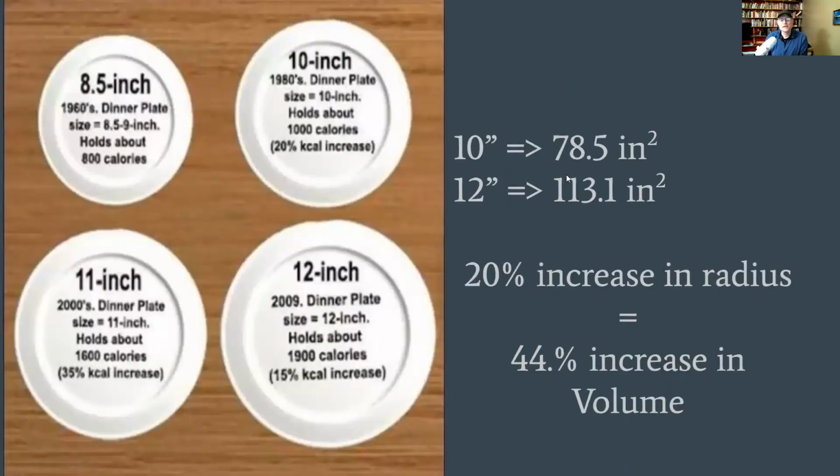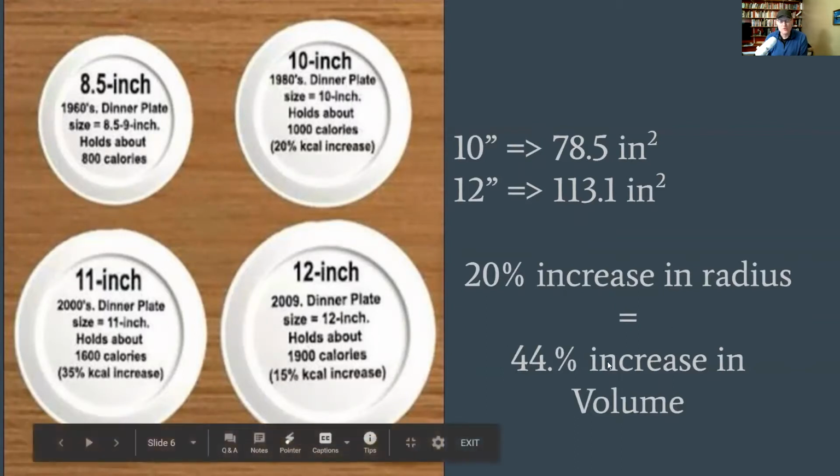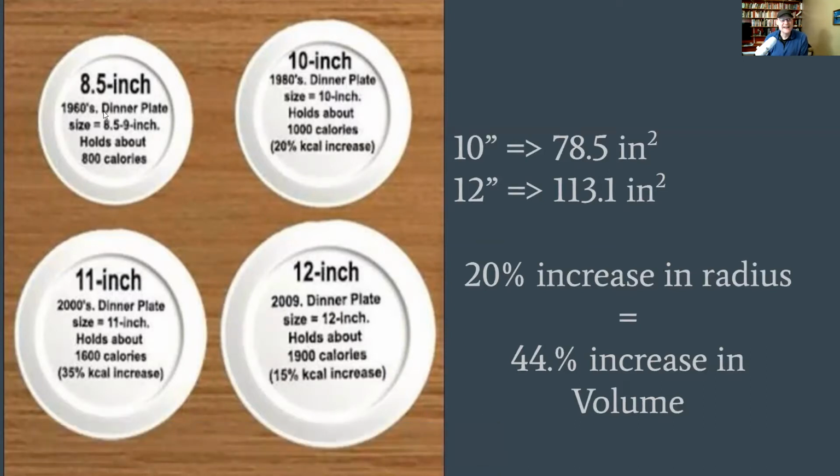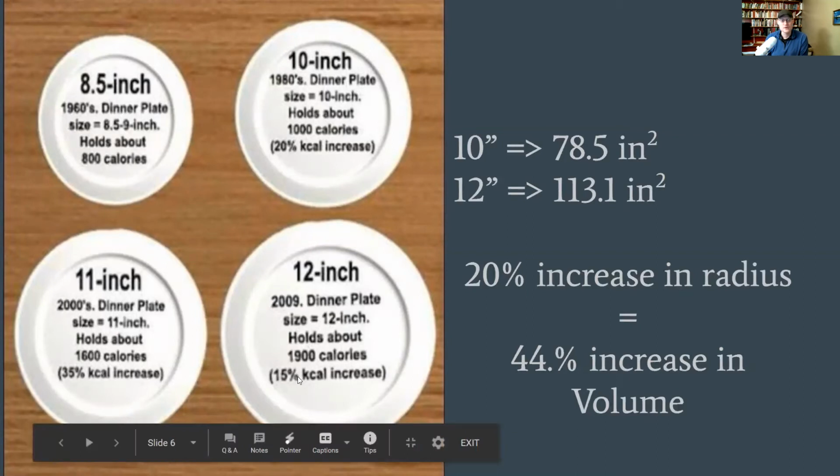So if you have a 10-inch plate, you have 78.5 square inches of surface area. If you have a 12-inch plate, it's going to be 113.1 square inches of area. So for the 20% increase in radius, you get a 44% increase in area, not volume, my mistake. You'll notice that in the 1960s, an 8-inch to 9-inch dinner plate held only about 600 calories. But now in the modern era, our 12-inch dinner plates, which would have been a platter back then, can hold up to 1,900 calories.